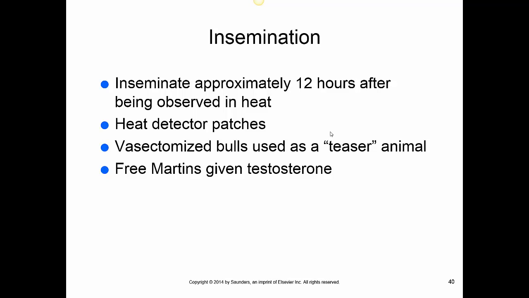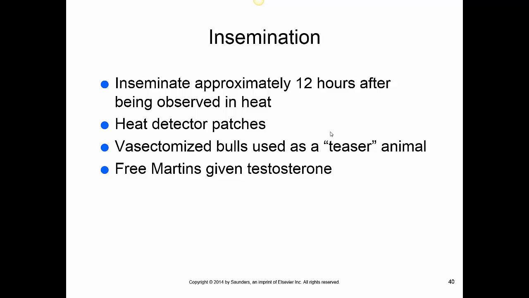And so we actually can use heat detector patches, and these are glue patches that you can put on their tail, and it's white, and then once they're mounted, it turns red, and they're only going to be mounted if they're in heat. And so they use things like vasectomized bulls as teaser animals, or sometimes they will redirect the bull's penis at a 45-degree angle so he can't actually get inside of a cow and breed her, and then they will use these bulls mounting these cows on these heat detector patches to figure out which cows are in heat and which ones need to be AI'd.